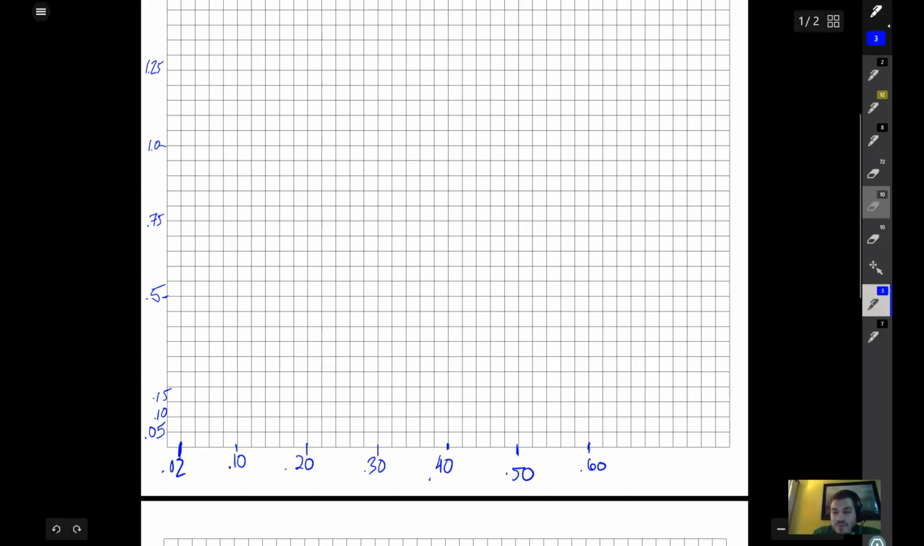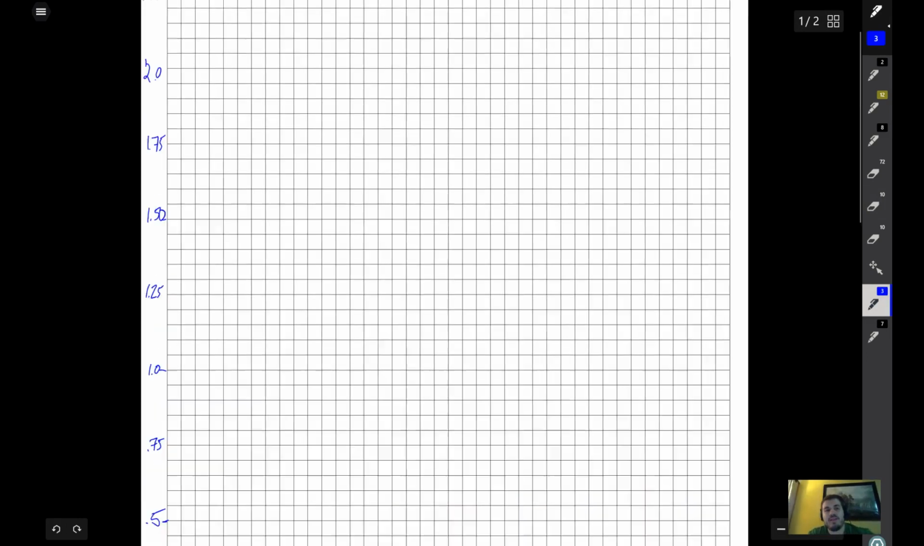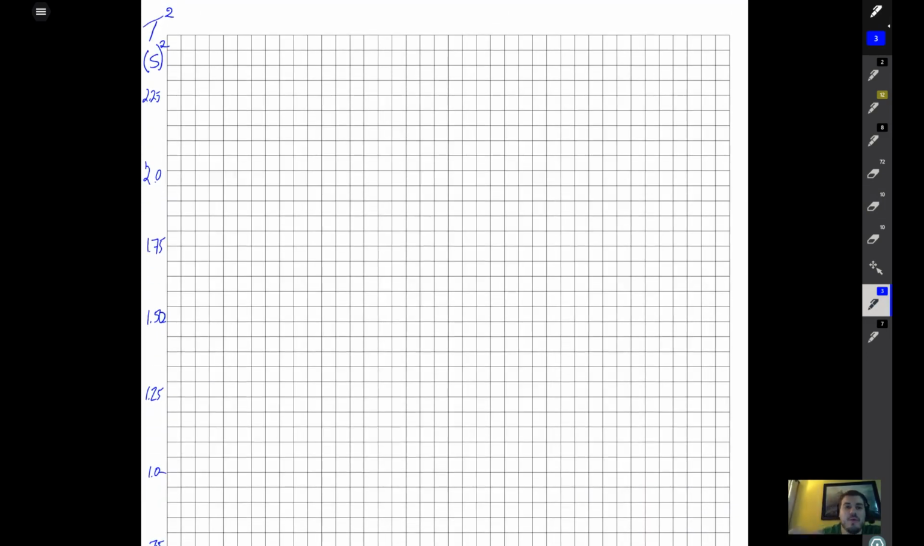And again, we need to label. So this time I'm plotting the length in meters. All right, and then it's a good idea to do a title. What I like to do for a title is first, what am I plotting, right? I am plotting my period of oscillation squared versus my length for a simple pendulum.